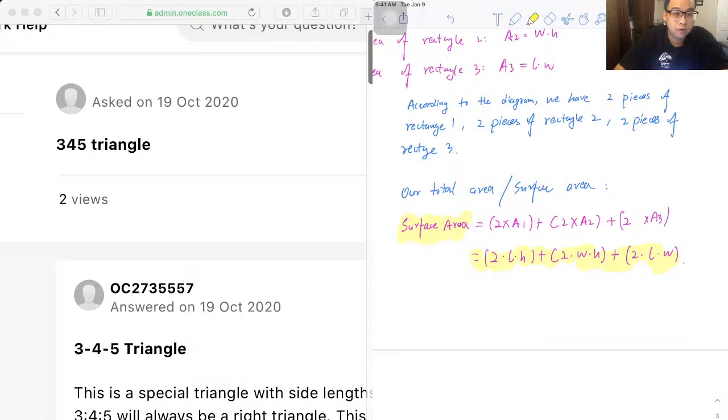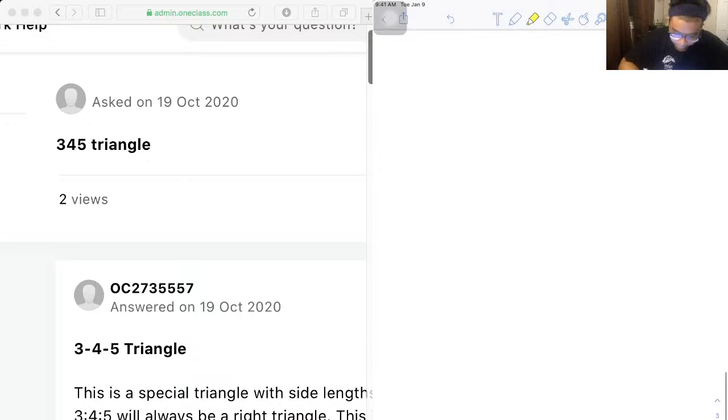Then we have our next question. Okay. So we have a 3, 4, 5 triangle. So a 3, 4, 5 triangle just means a right triangle with side lengths of 3, 4, and 5.